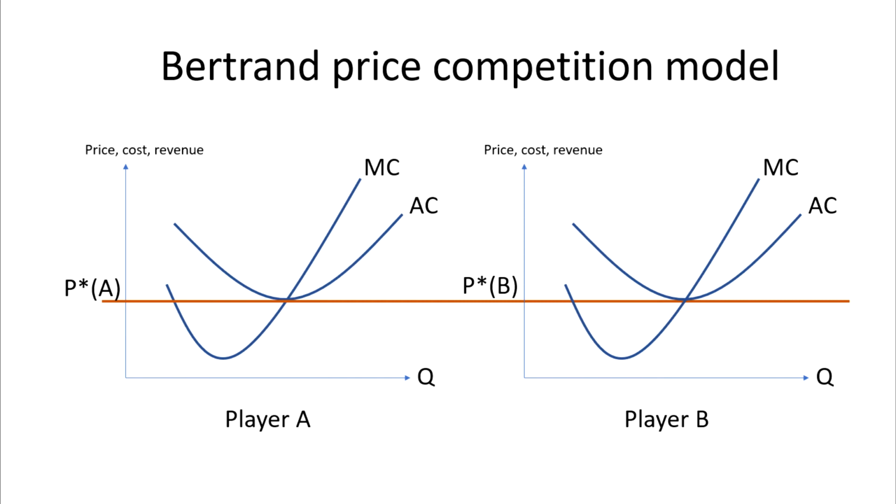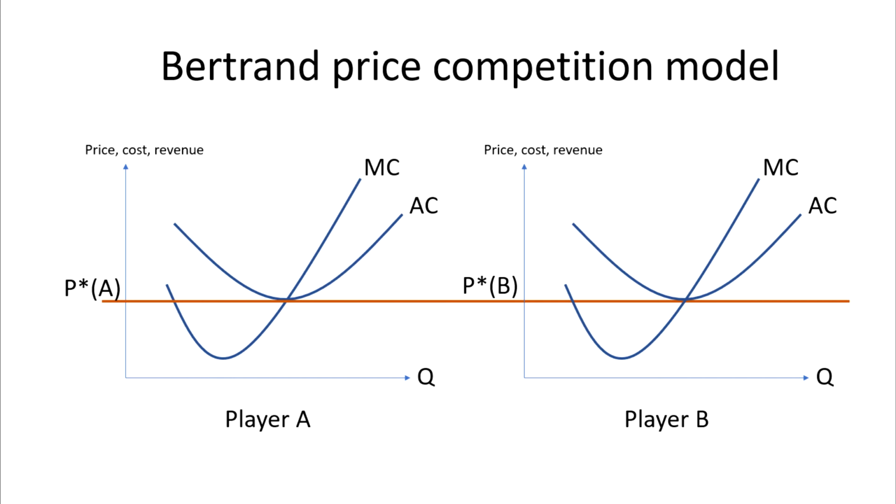You see on the screen that MC and AC of player A look similar to MC and AC of player B. That's the cost structure, the same. And here, if the price of A is above the bottom of AC, what would happen? A will get excess profit and B can still lower the price. If B can still lower the price, A will lose everything because B will be the winner.